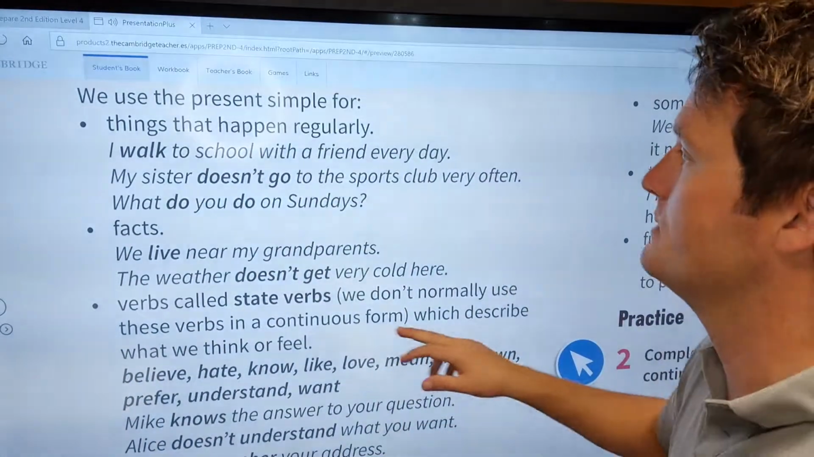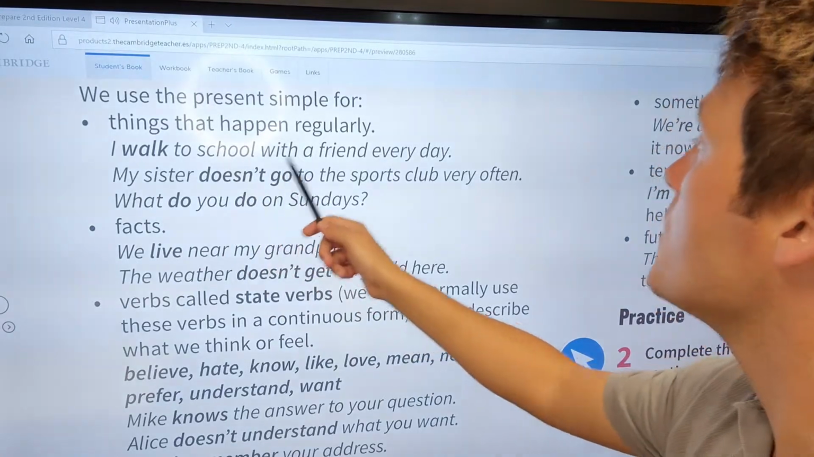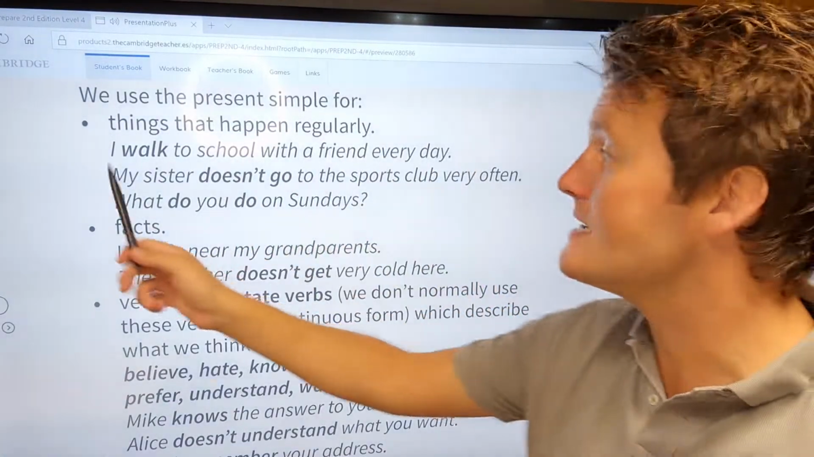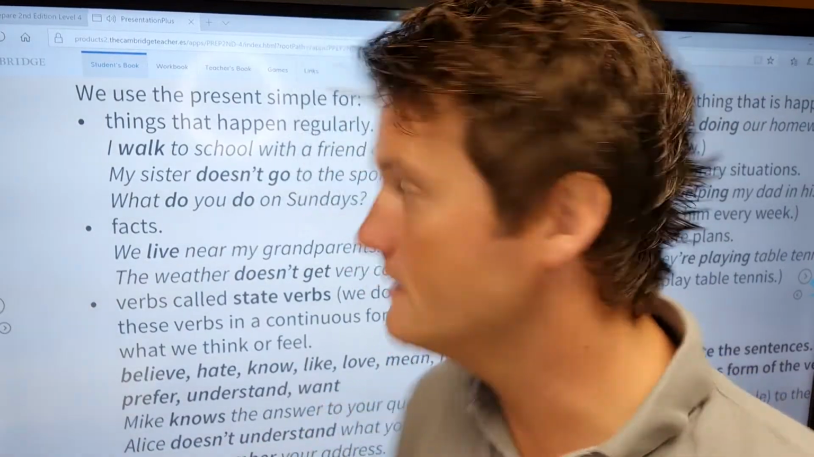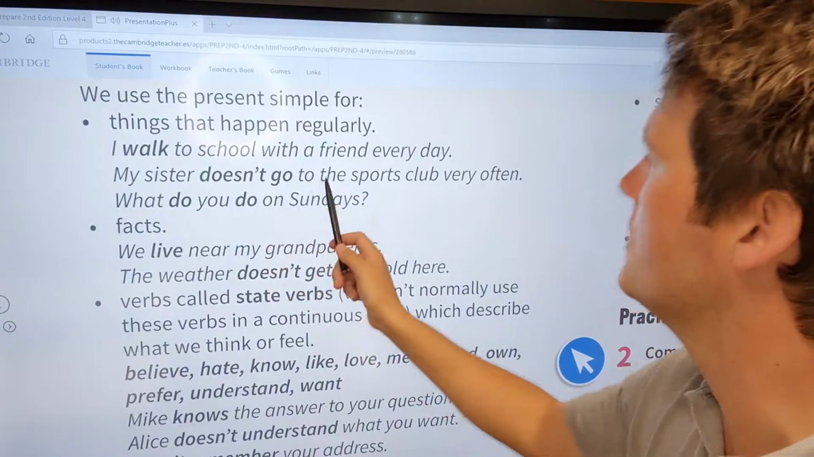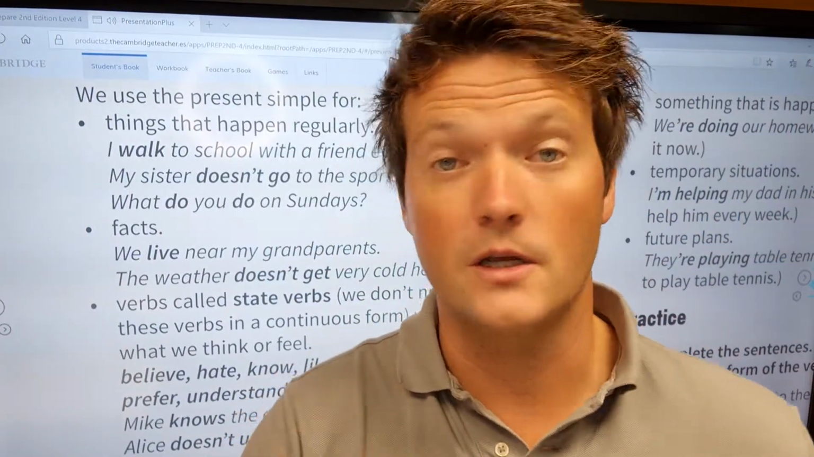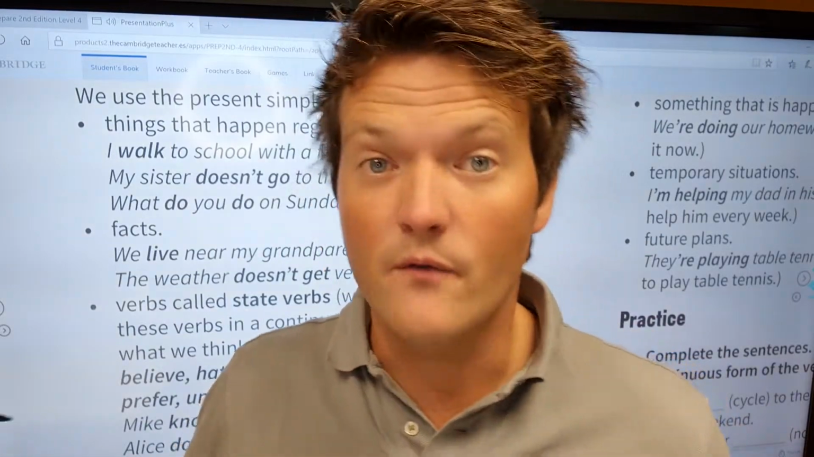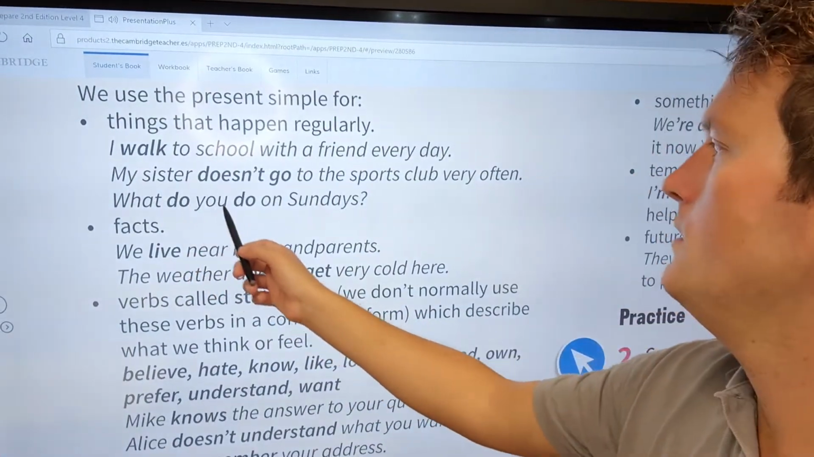Let's look at the examples. It says, I walk to school with a friend every day. That's how often I do that activity. My sister doesn't go to the sports club very often. My sister doesn't go, that's how often she goes. Not very often. Question: what do you do?